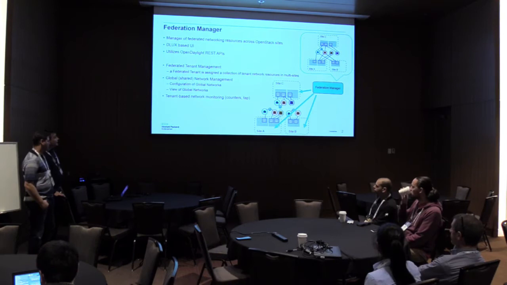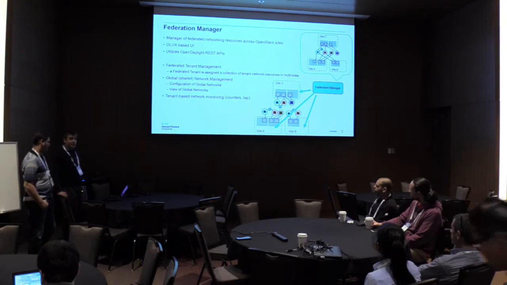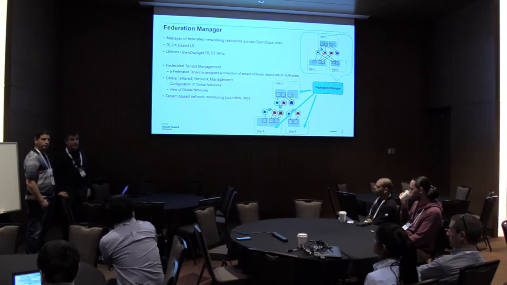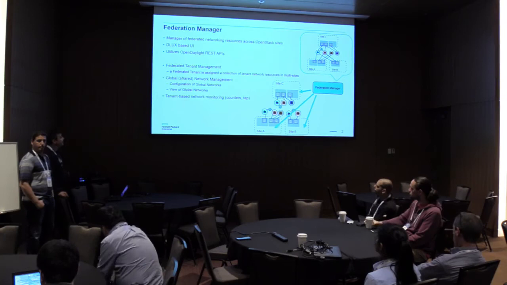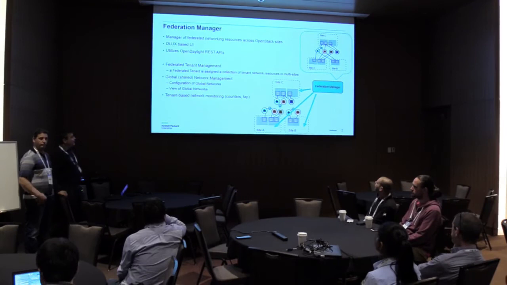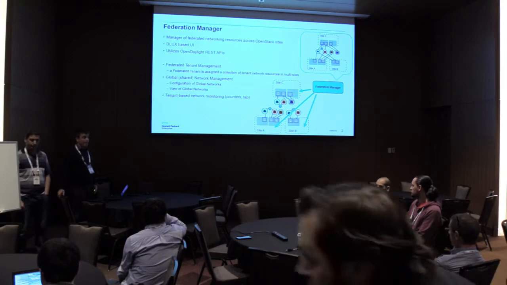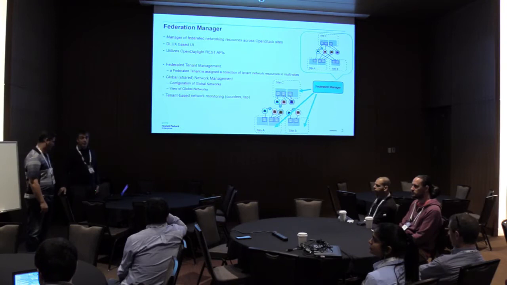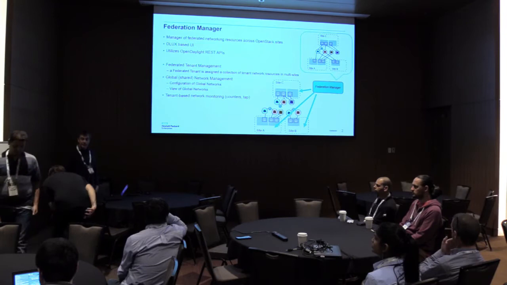So we had to use the ODL GUI for that, because it's beyond the OpenStack scope. It's not in the Neutron API, it's beyond that. So we put it as part of the OpenDaylight API. The resources are across the sites. You need to configure them, and in addition, you need to manage them. So you want a consistent view of those networks between the locations of the different sites.